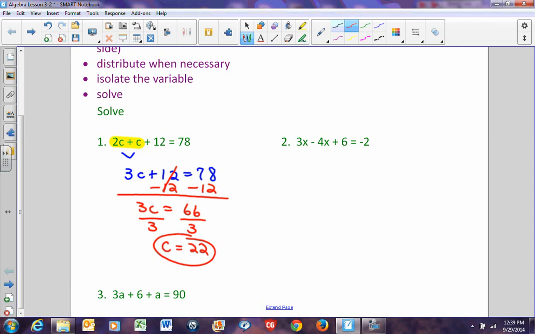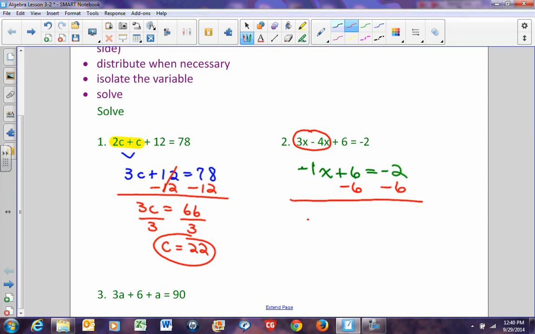Let's look at equation number 2. We have 3x minus 4x plus 6 equals negative 2. Again, there's no distributing I need, but there are like terms. This 3x and 4x can be combined together to make negative 1x. Be really careful, don't lose your negative signs. 3x minus 4x is negative x, or negative 1x if you prefer it, plus 6 equals negative 2. Now to get x by itself, I'm going to subtract 6 from both sides of the equation.